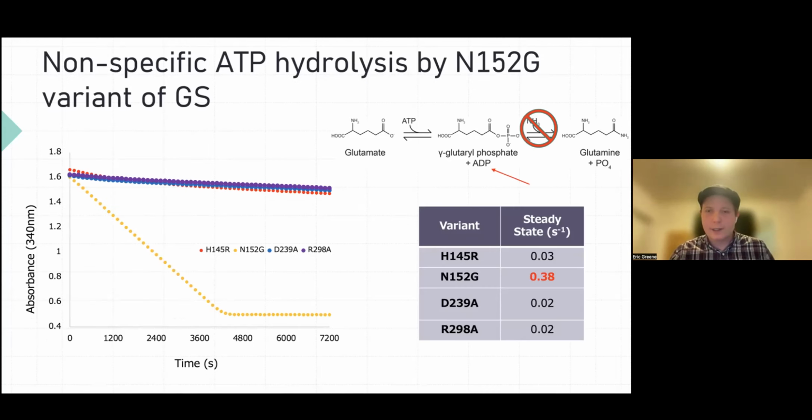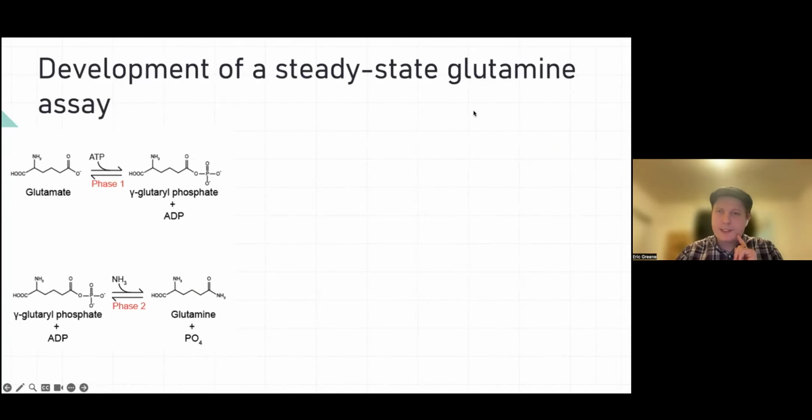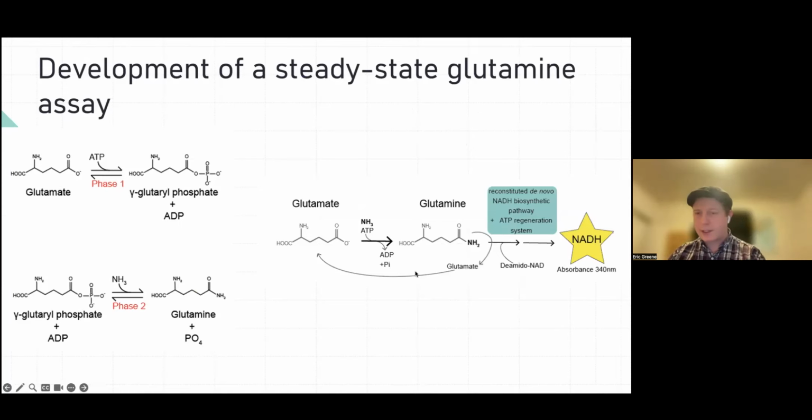And we also wanted to see, if we did include ammonia, how this off pathway loss of the intermediate compares to the on pathway formation of glutamine. So one thing I did was develop a steady state glutamine assay. In one phase of the reaction we can measure ADP, as I showed previously, but I wanted to then measure glutamine to look at the full reaction and get all of the steps here. For this glutamine assay, I reconstituted a de novo NADH biosynthetic pathway with an ATP regeneration system.